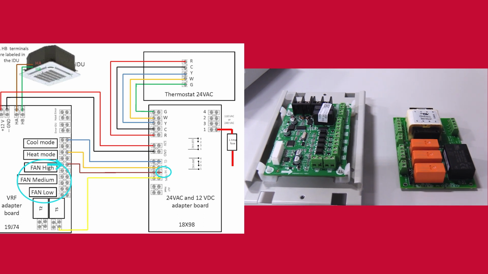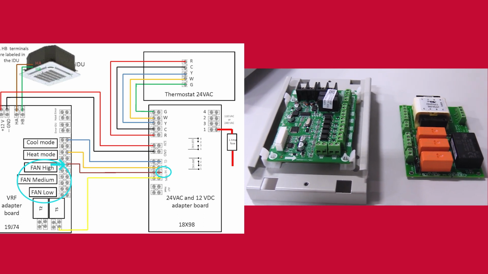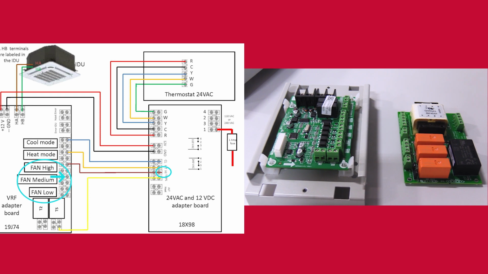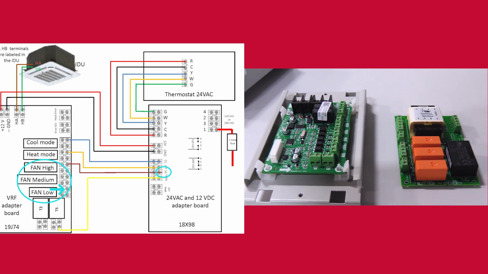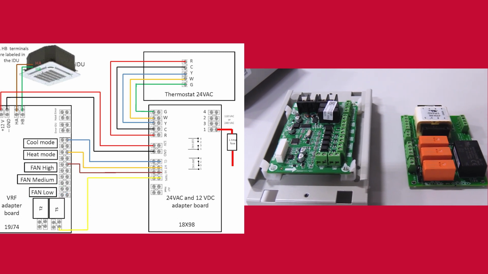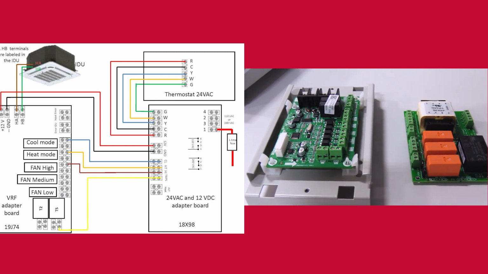Connecting to high will cause the fan to run in high speed. Connecting to medium will cause the fan to run at medium speed, and connecting to low will cause the fan to run at low speed. Again, connect to the right side terminal.